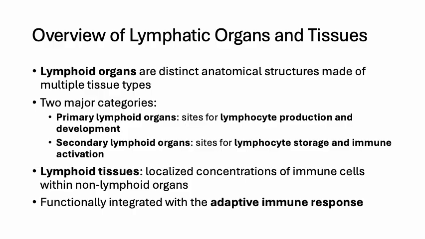Lymphoid tissues, meanwhile, are clusters of immune cells such as lymphocytes and macrophages that exist within other organs, like the tonsils or the small intestines. While not enclosed by a capsule-like organ, they still play a crucial role for detecting pathogens and initiating immune responses, particularly at common sites of pathogen entry.